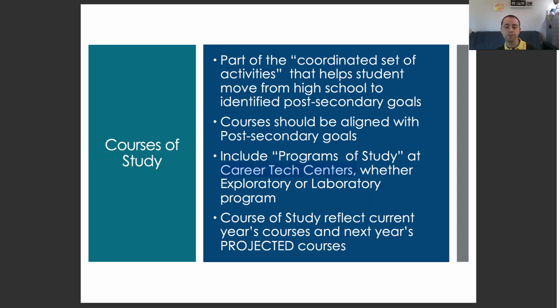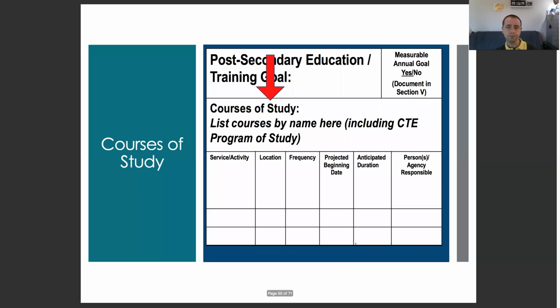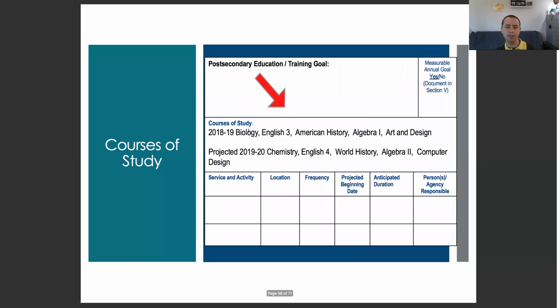those as well. And the courses of study should reflect this year's courses, but also next year's projected or anticipated courses. It's okay if they don't exactly match up for next year, but we want to see that track of what the student's doing this year and what they might be doing next year. So to unpack that a little bit further, the courses of study go right in this section here, and this is how we list them.